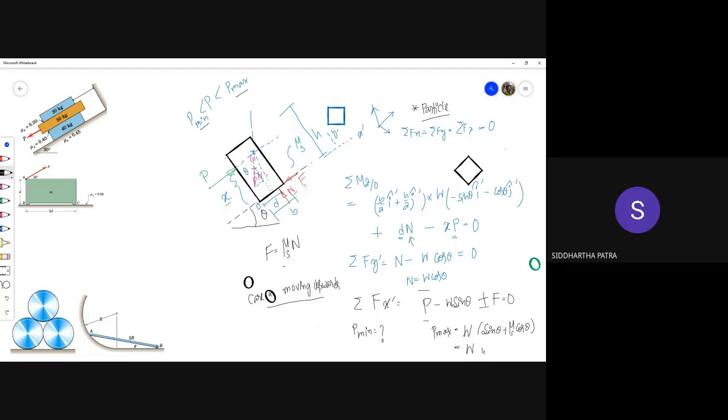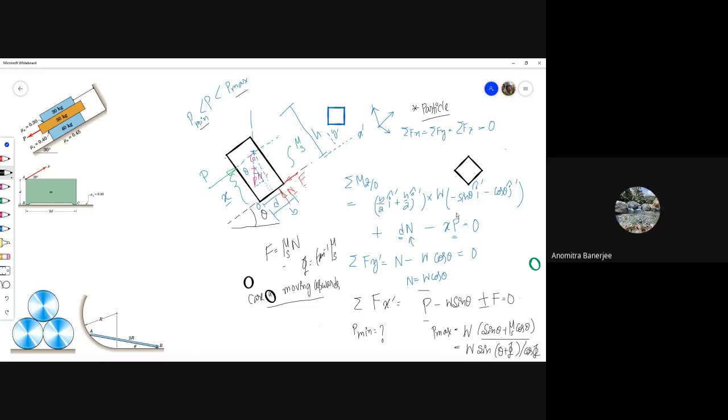So you can write W times sine theta plus mu cos theta as sine theta plus phi divided by cos phi, where phi is the friction angle, like phi equals tan inverse mu s. So this is how it can be written: W times sine of theta plus phi divided by cos phi. Whatever expression suits you, maybe the first expression, substitute that over there.